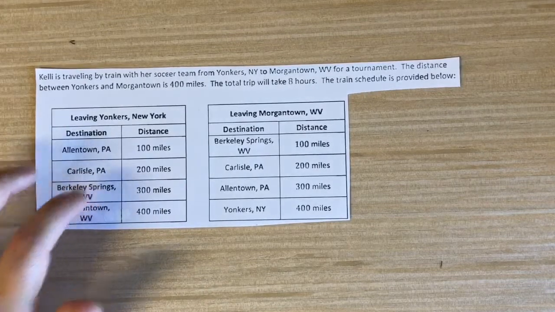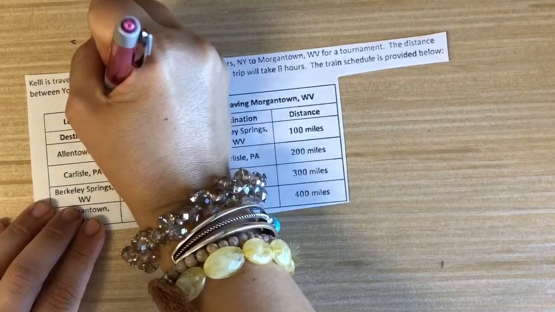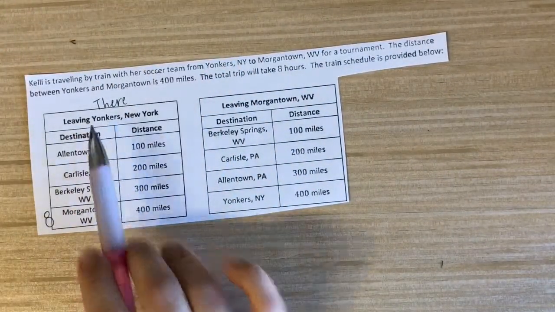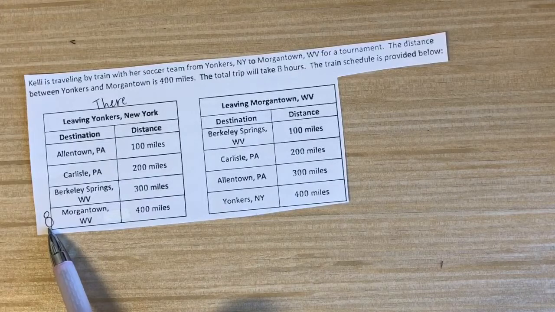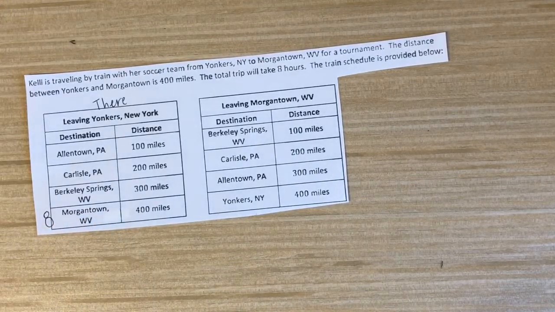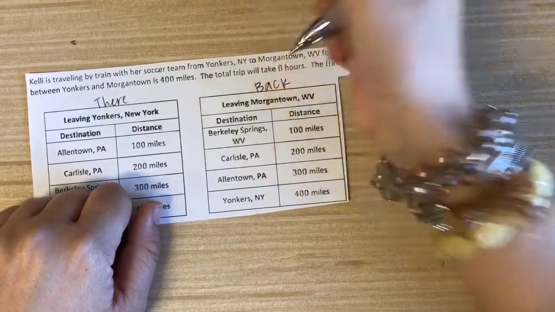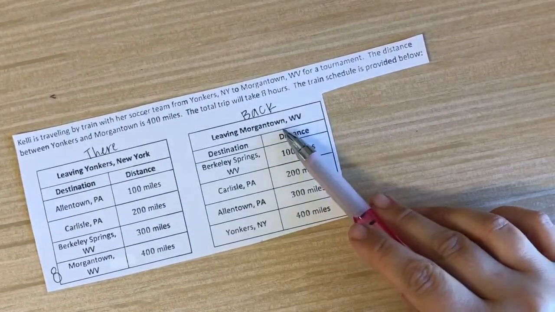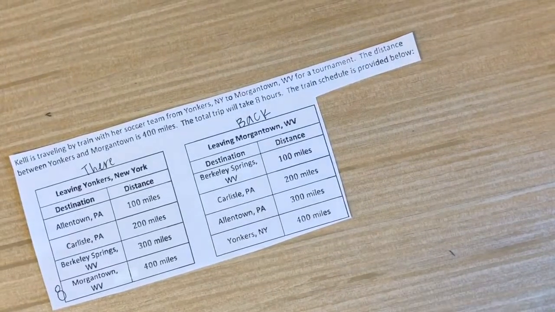So this trip is going to be her trip there, because we can see she's leaving Yonkers and she's going to arrive at her destination in Morgantown. The whole trip takes 8 hours. So by the time she's gotten to Morgantown, West Virginia, she will have traveled 8 hours. And the whole trip is 400 miles. This is going to represent her trip back. So she's leaving Morgantown. She will travel another 400 miles to get home to Yonkers, New York.